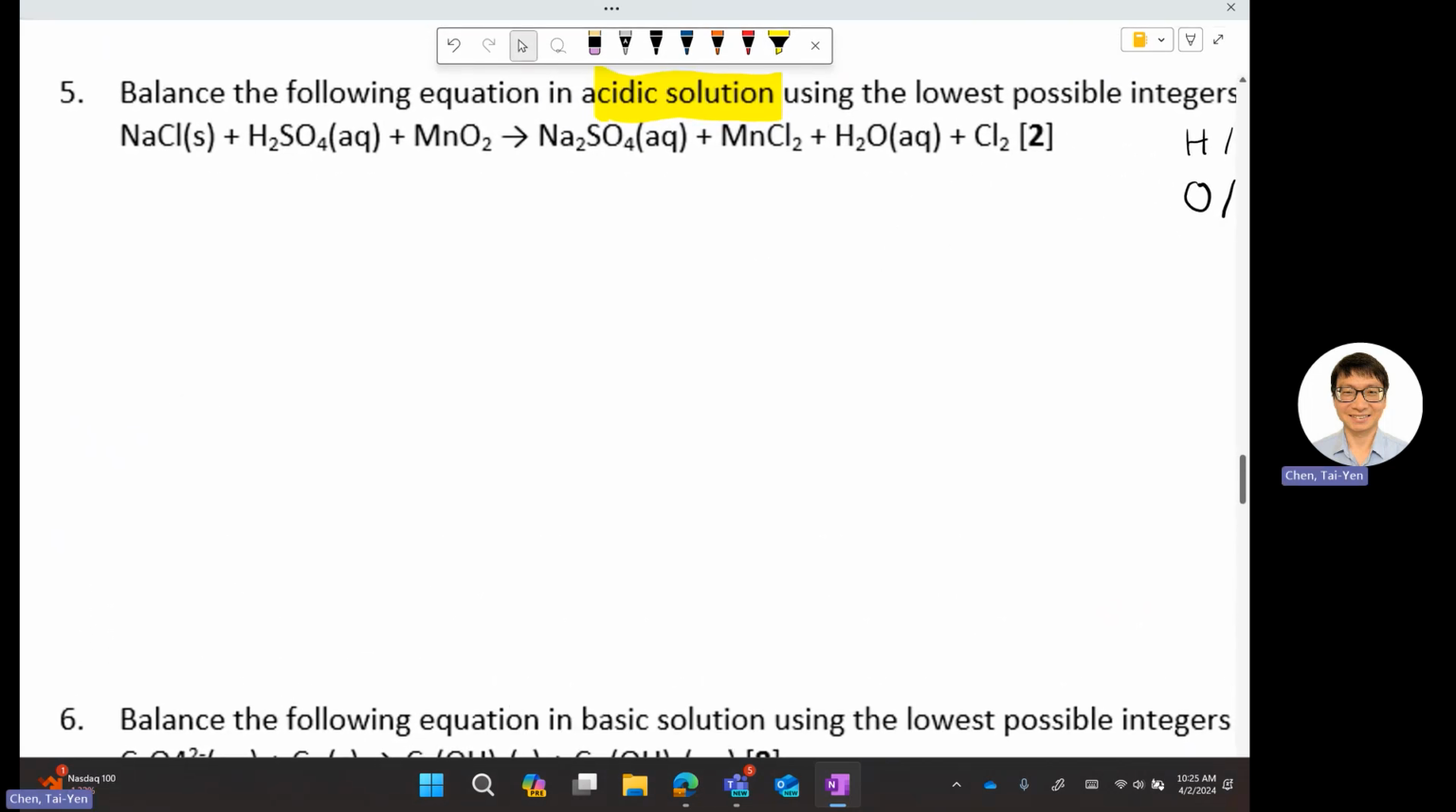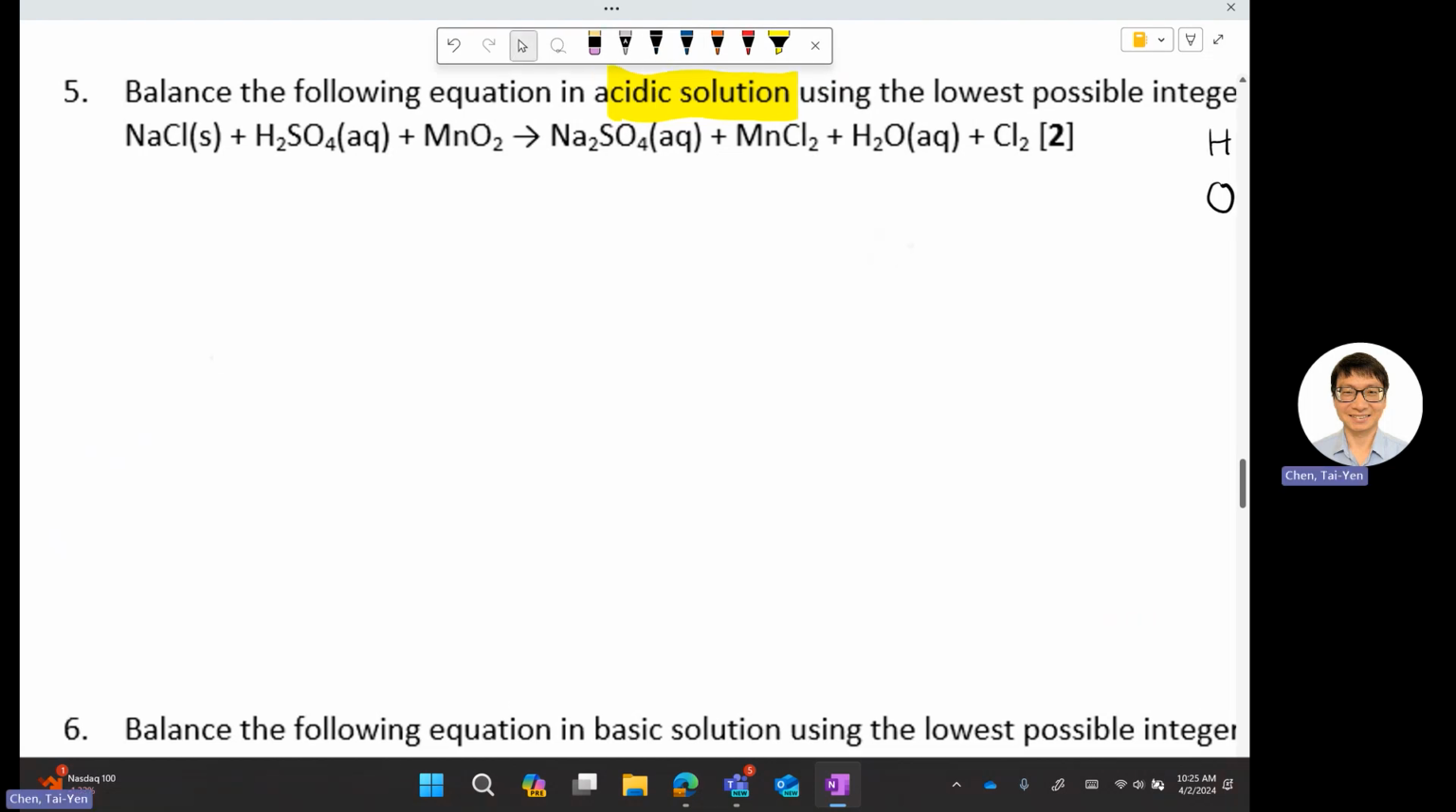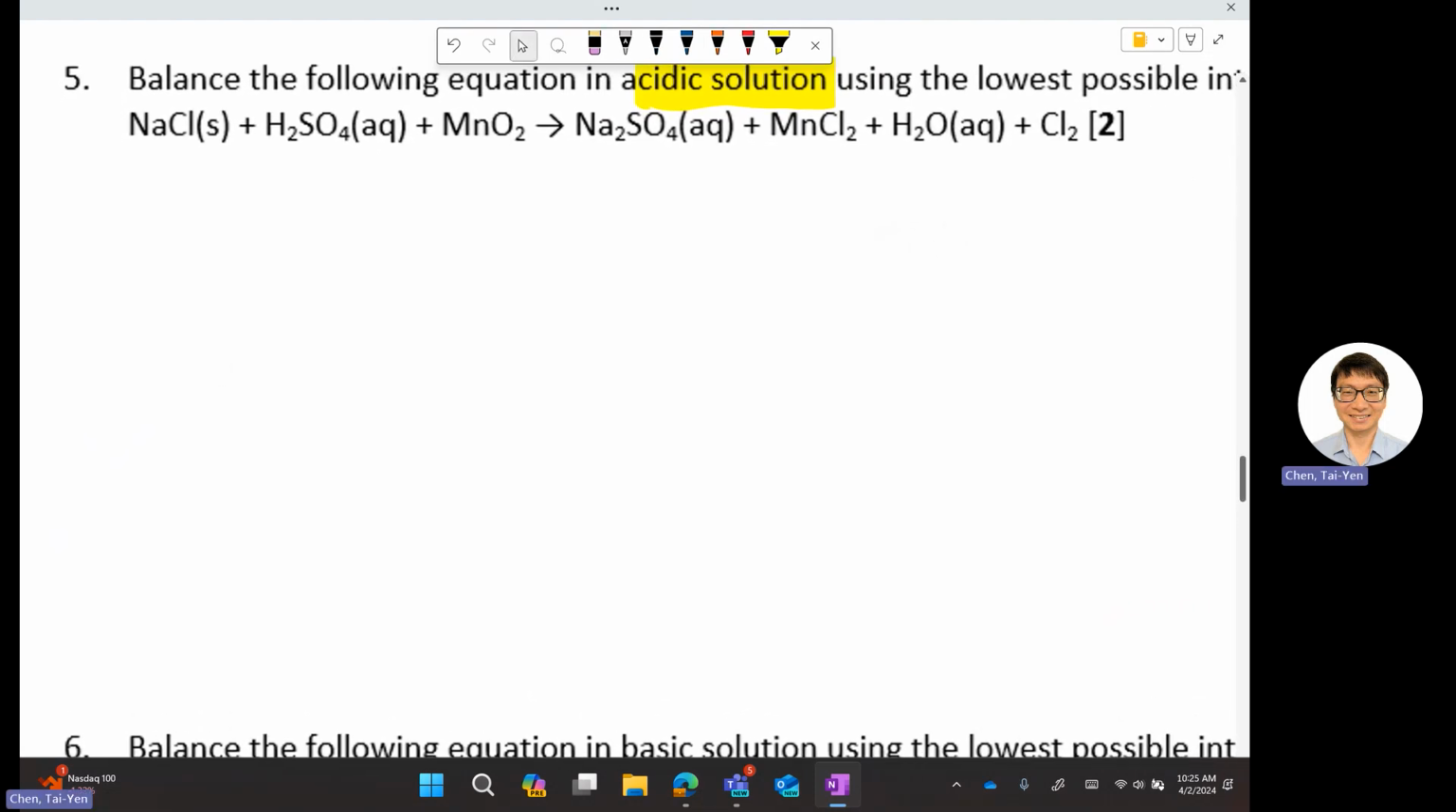So let's look at this equation. It looks actually quite complicated here. Again, the first thing is to analyze the oxidation numbers. So NaCl: Na is in group 1A, so you know it's positive 1. Cl is in group 7A, so it's negative 1. Then H2SO4.